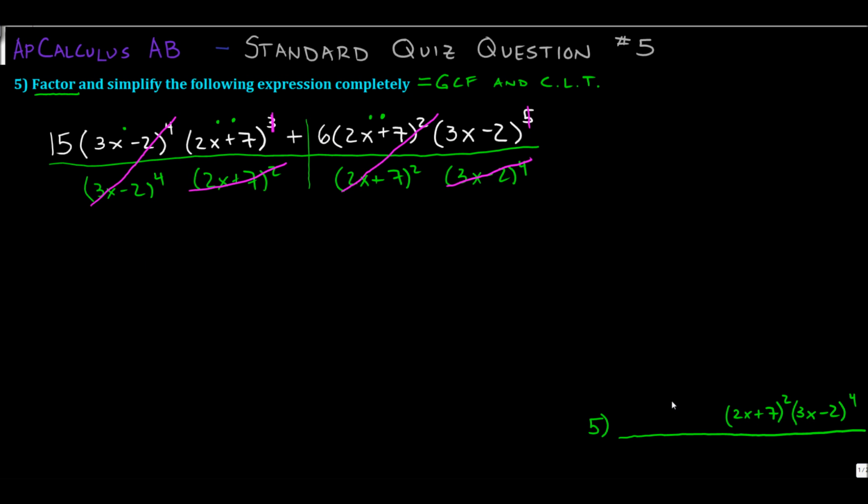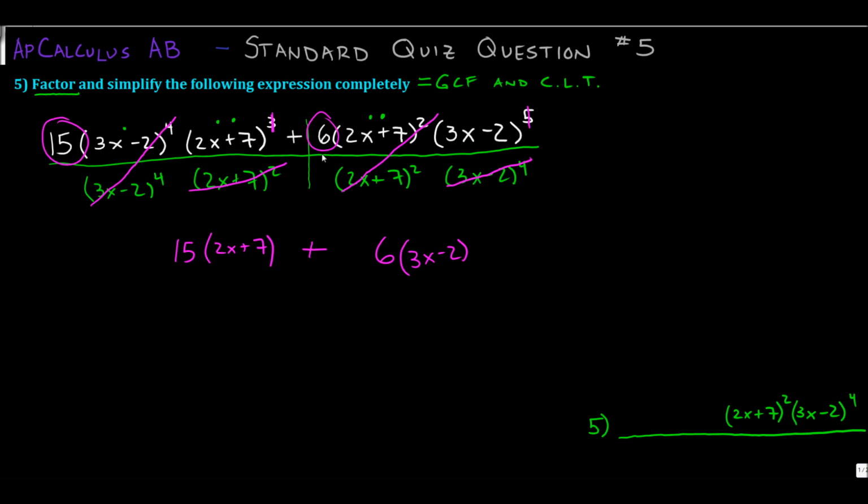So what do we have? Well, basically we're trying to figure out what goes here. What's the rest of this factorization? We've gotten rid of a bunch of big pieces. We have left (2x + 7) to the 1st power. We have left (3x - 2) to the 1st power. And we have these coefficients, 6 and 15. And of course everything's being added. So we have 15(2x + 7) + 6(3x - 2).